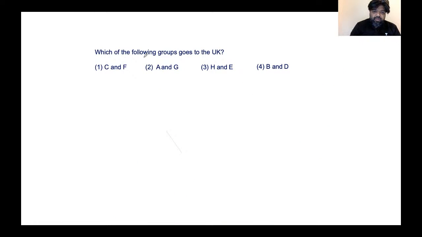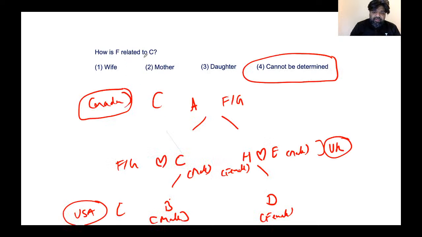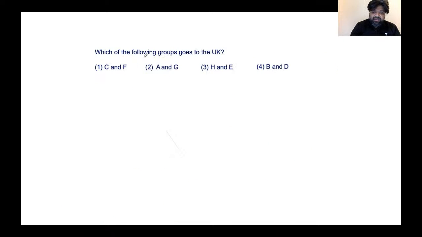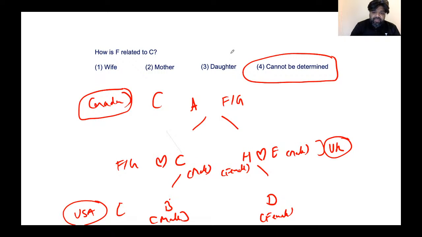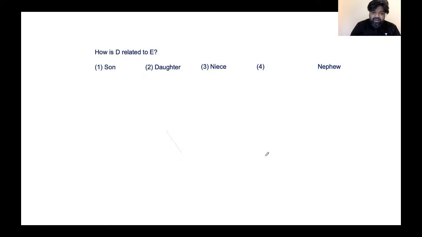Which of the following groups goes to the UK? H and E. So the answer of this is H and E. It's very clear. H and E goes to the UK. Next, how is D related to E? D is the daughter.